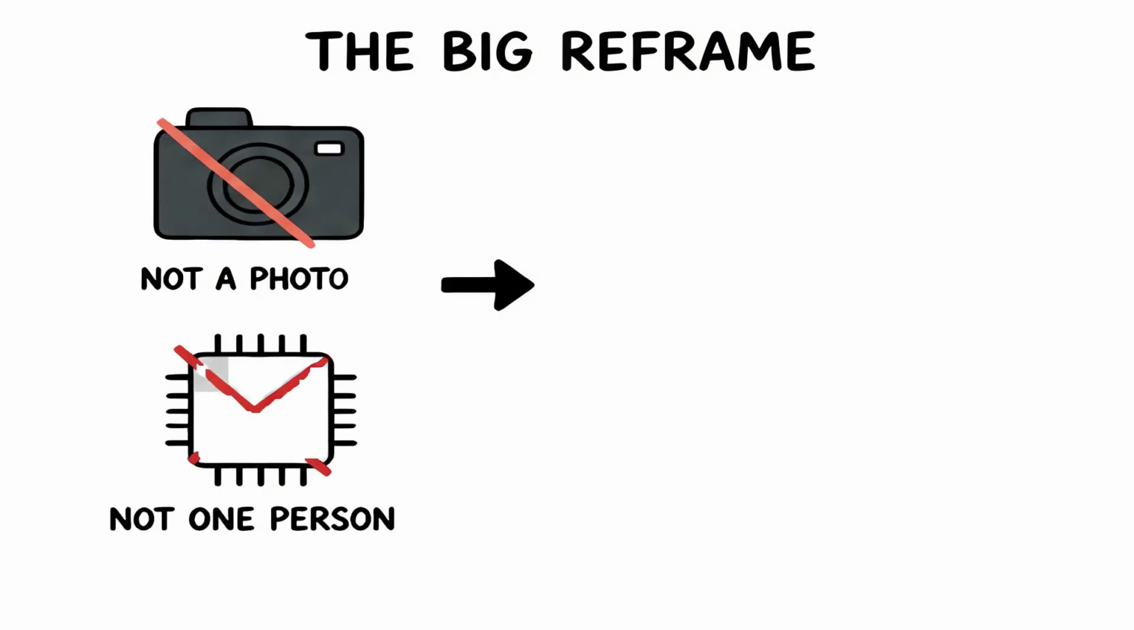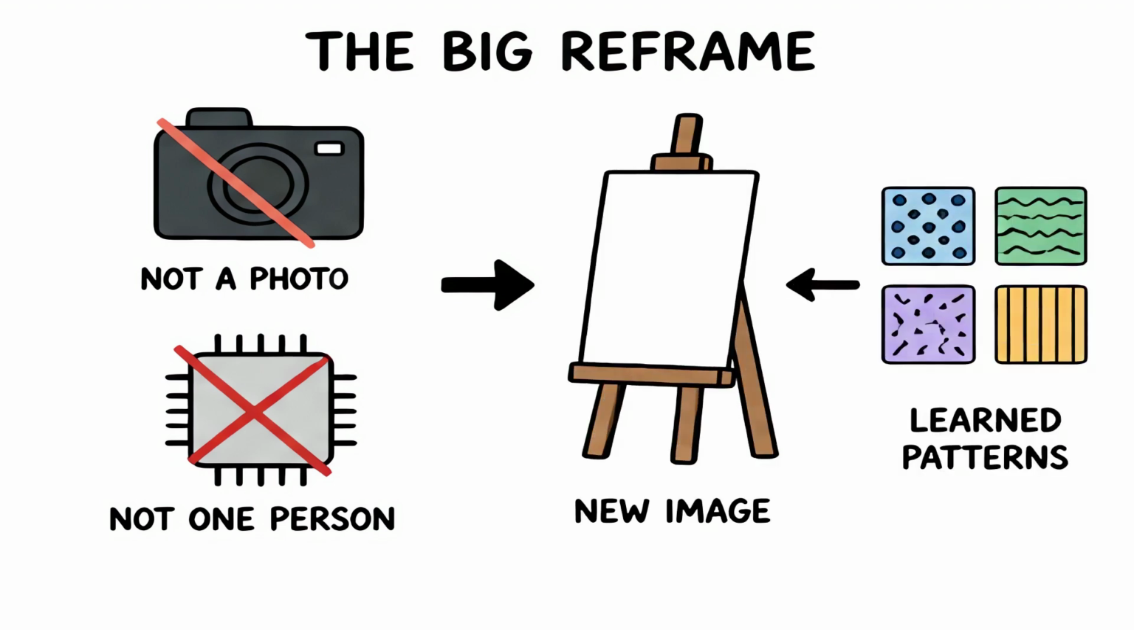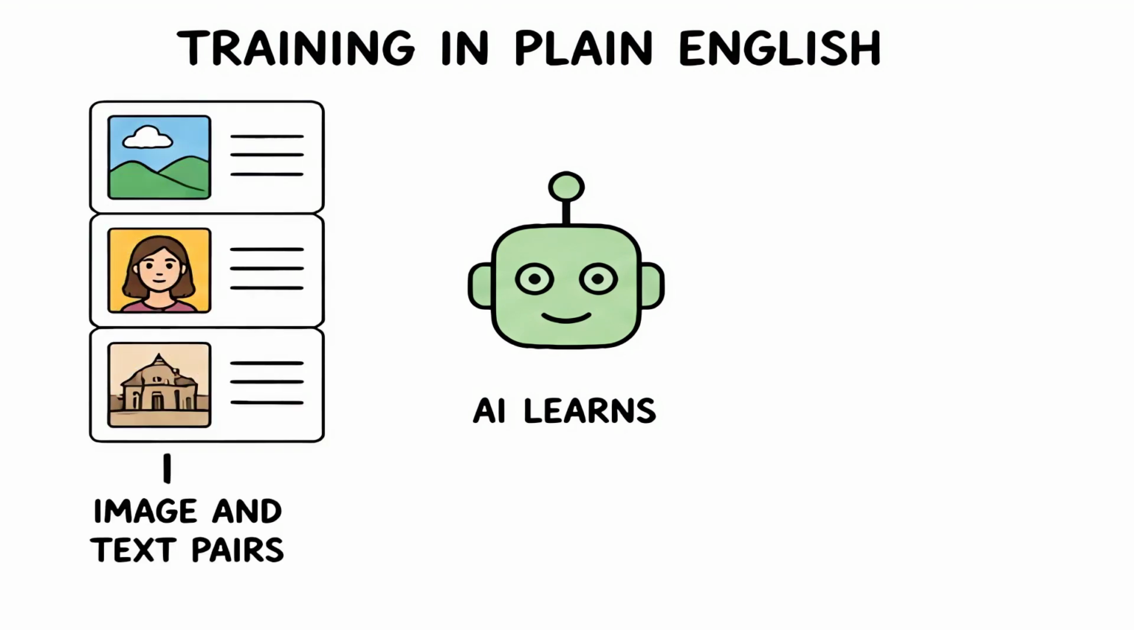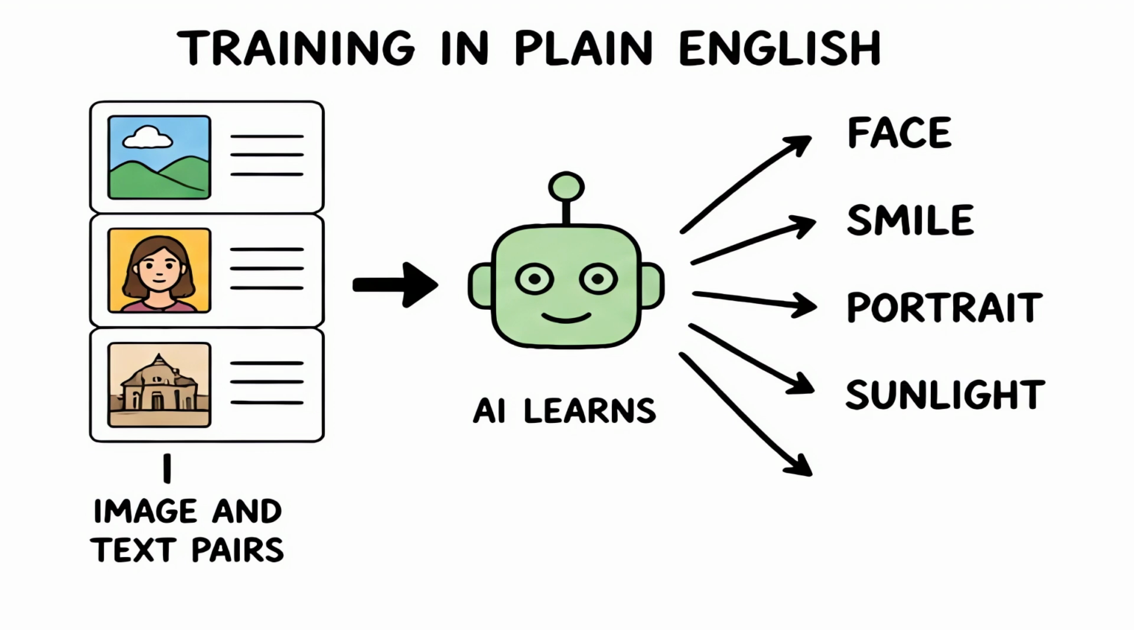Here is the big reframe. An AI image generator is not taking a photo. It is not remembering one exact person. It builds a new image from patterns it learned across many images. So, what does training mean in plain English? The AI looks at huge numbers of image and text pairs. It learns which visual patterns match words like face, smile, portrait, sunlight, or old photo.